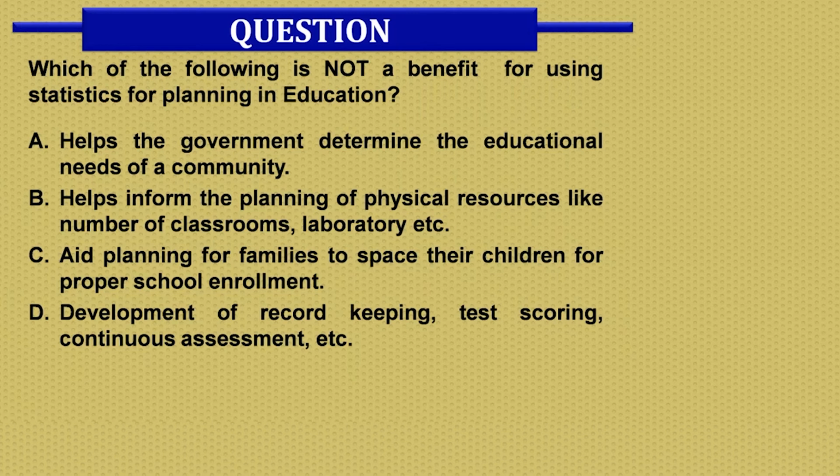Question 2 says, which of the following is not a benefit for using statistics for planning in education? A. Helps the government determine the educational needs of a community. B. Helps inform the planning of physical resources like number of classrooms, laboratory, and so on. C. Aids planning for families to space their children for proper school enrollment. Or D. Development of record keeping, test scoring, continuous assessment, and so on. The correct answer is option C.